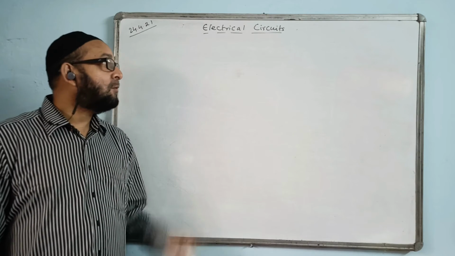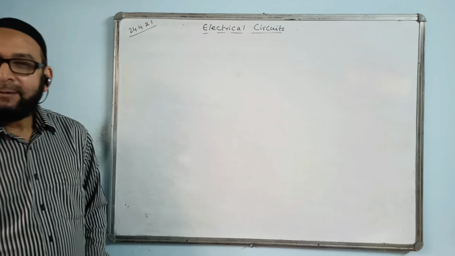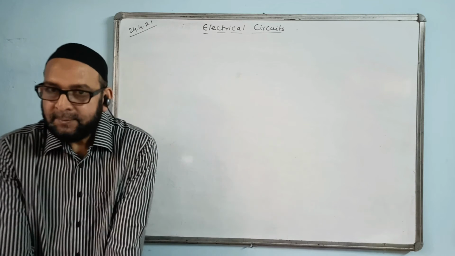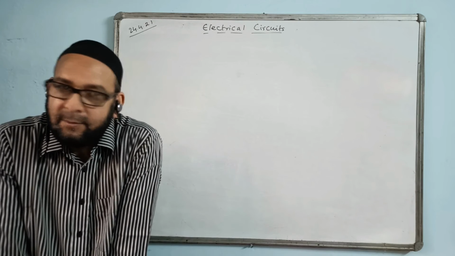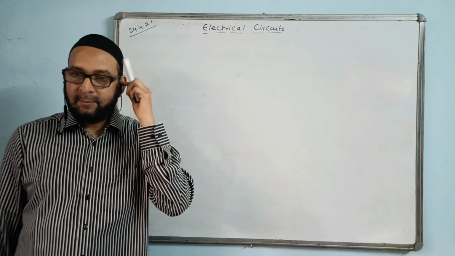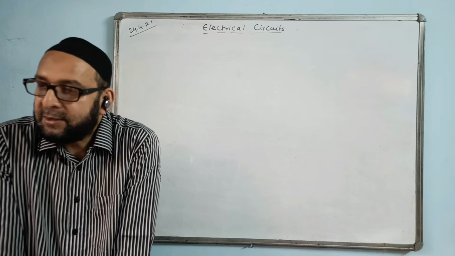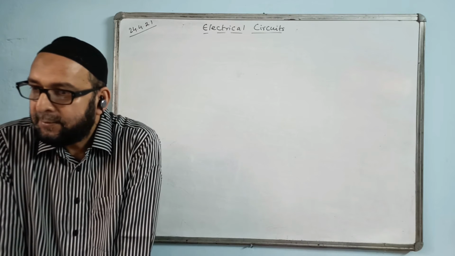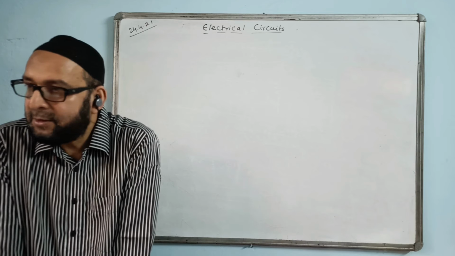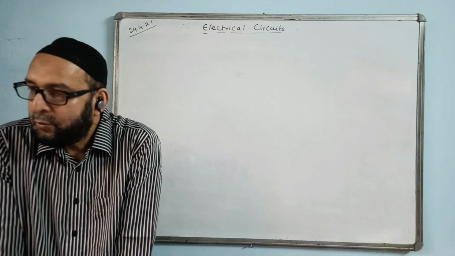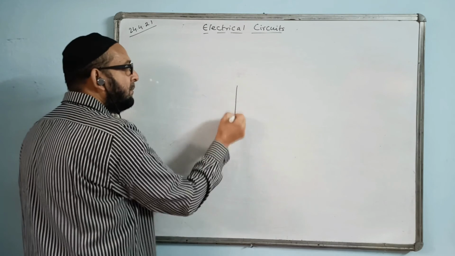Okay, now we do one more type of problem, then we will start a new topic. Write the question: calculate the current through each of the resistances as shown in the figure. Here it is given.